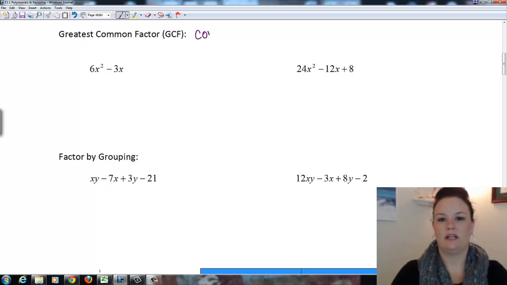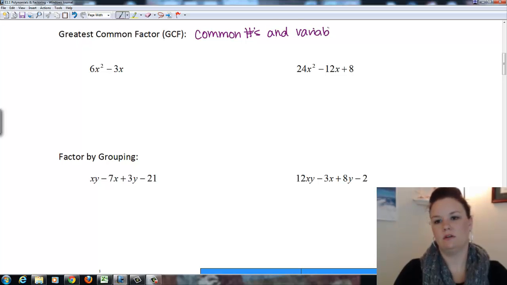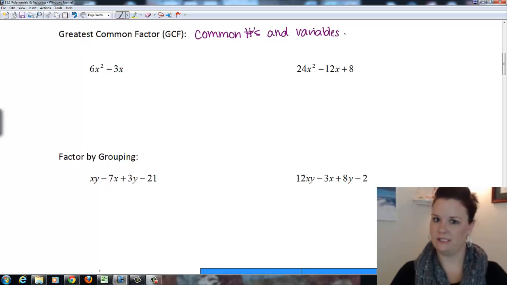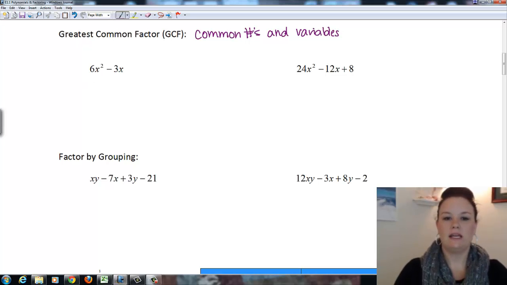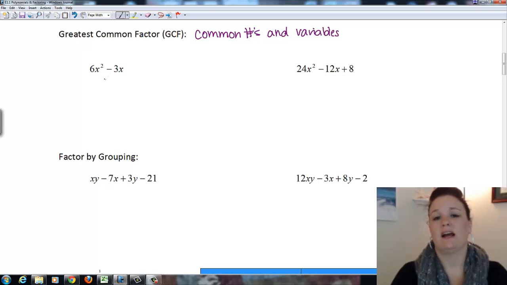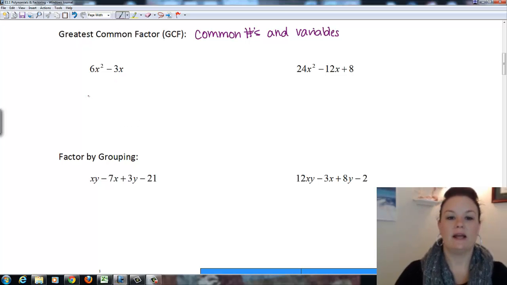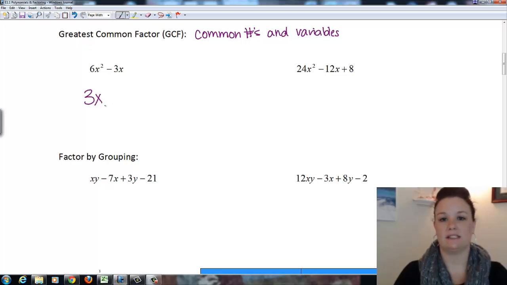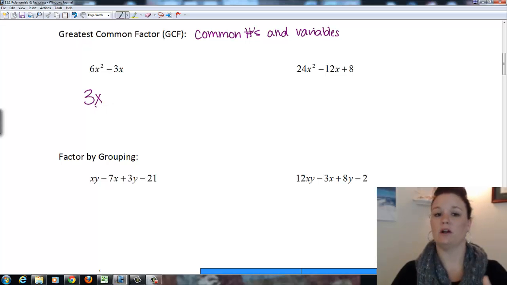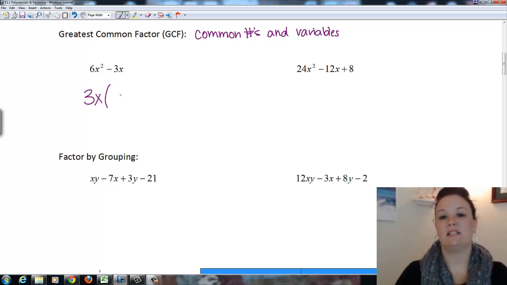Okay, so I'm going to put on here common numbers and variables. Okay, and we want the largest that we can take out of both. So looking at this, the common factor is 3, and that's the largest number we can take out, because if I take out more than a 3, the second term obviously can't handle it. So I can take out a 3, and I can also take out an x. I can only take out x to the first power because the second term only has x to the first power. Remember, when I take out a greatest common factor, it's like dividing it out.